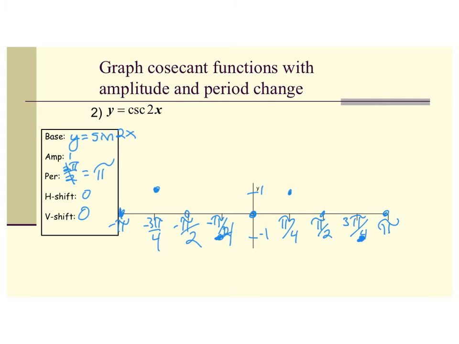I'm going to change color. I'm going to lay down my asymptotes. I go right, again, right through the zeros.